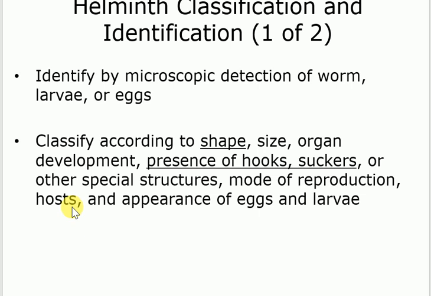Do they have hooks and suckers or not? So you can classify according to that. How do they reproduce? Is it hermaphrodite? Is it male and female? So we use all these characteristics and the host when they invade us.